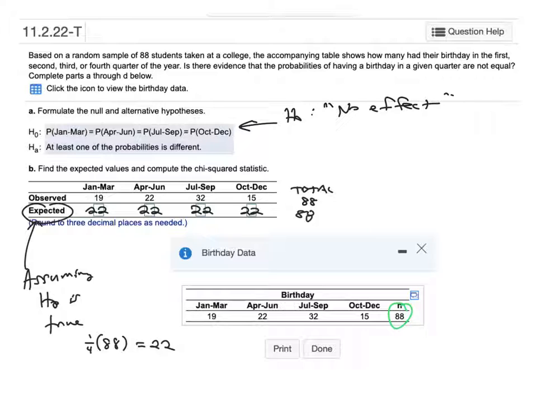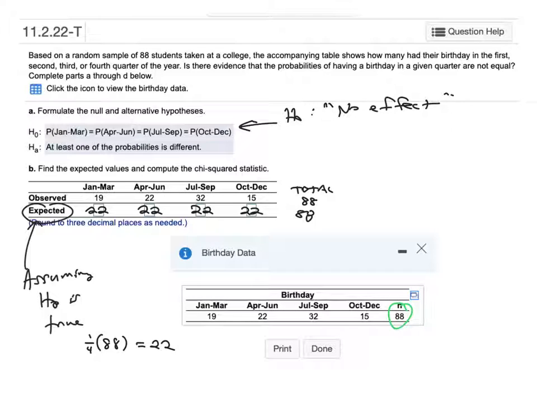Our chi-square test, remember, is just going to be the measurement of how far apart the observed value is from the expected value in each case. Like here you can see they're exactly the same, here they're pretty different, here they're pretty different. So the question is, are they different enough for us to believe that the birthdays really are not distributed throughout the year evenly?